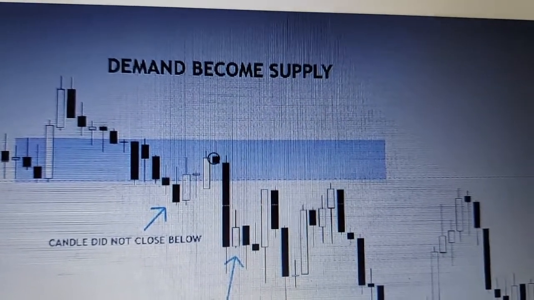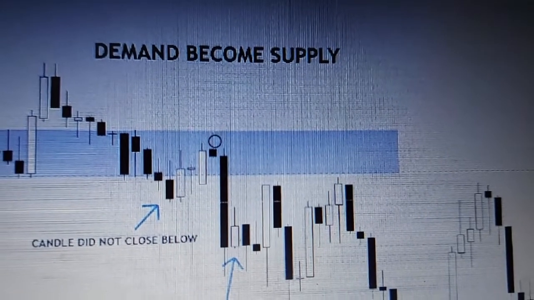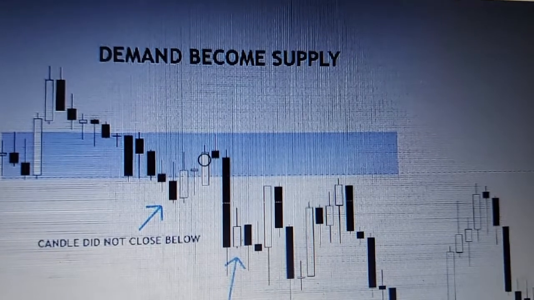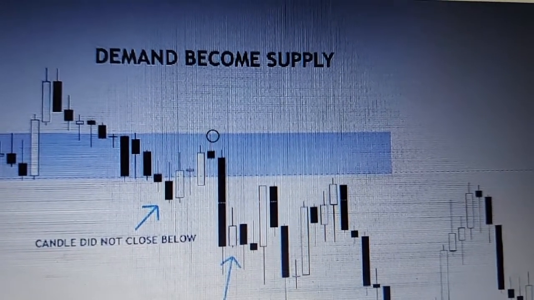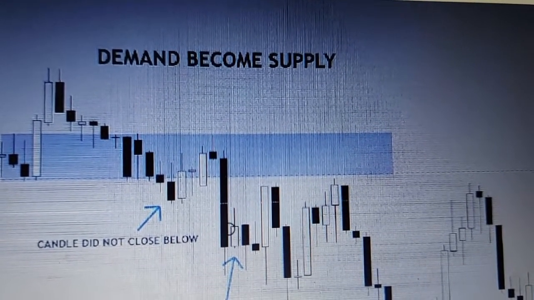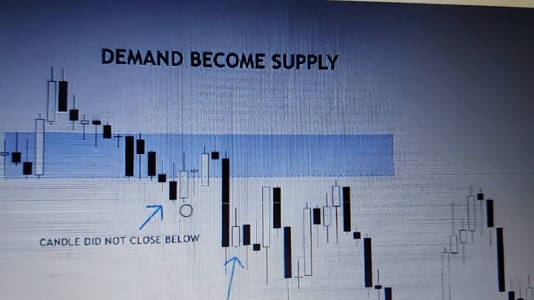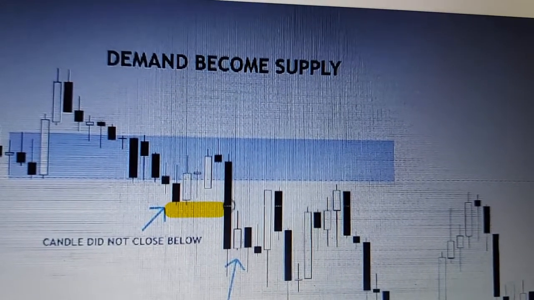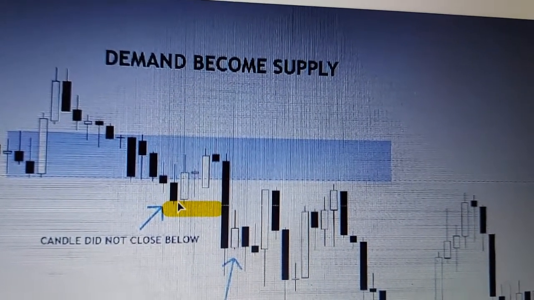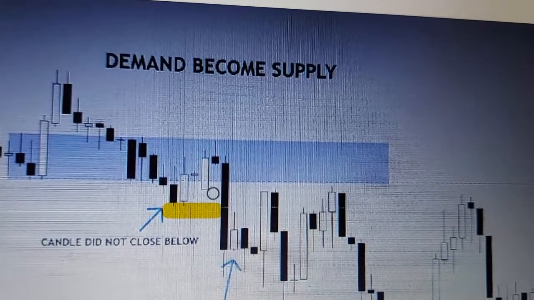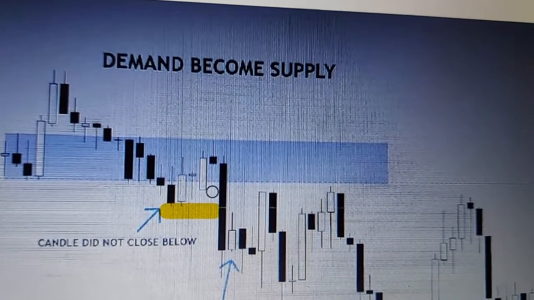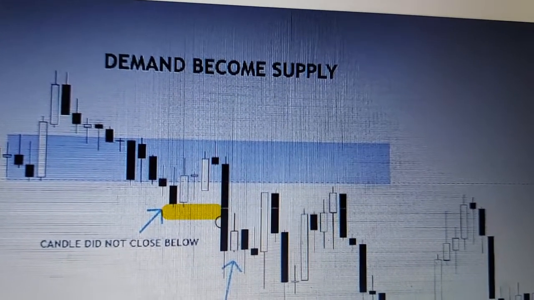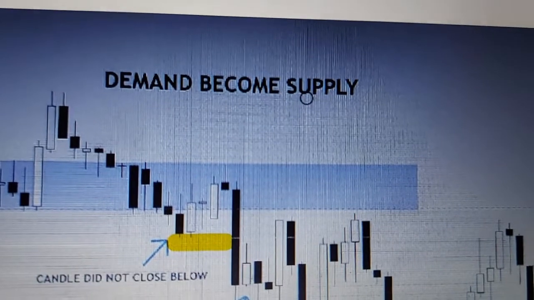And then the price went up, and then we got a swing high. This wick is higher than this candle and this one, so it means it is a swing high. And then we had a long impulsive bearish candle. So whenever you get an impulsive candle and it breaks the previous structure, you can see that it broke even the swing high area, and then it broke this structure. So whenever this happens, it means that demand has become supply.